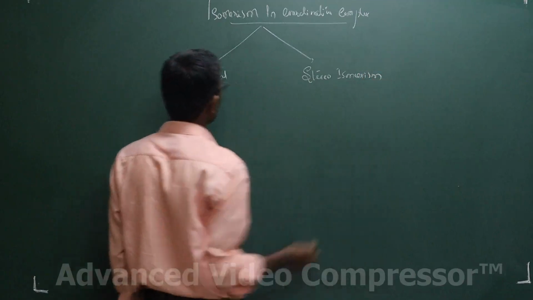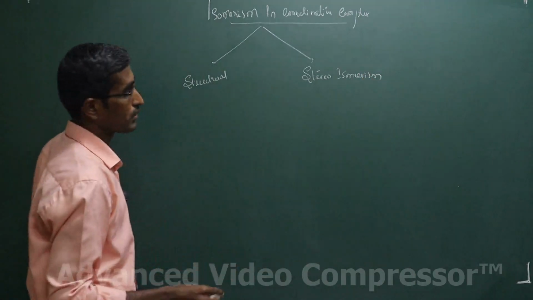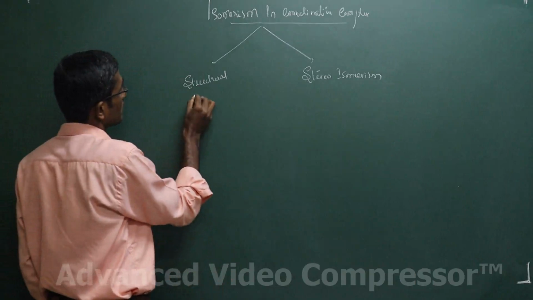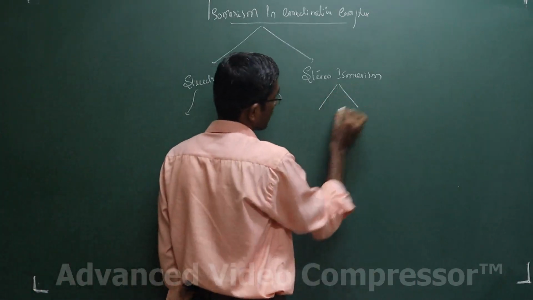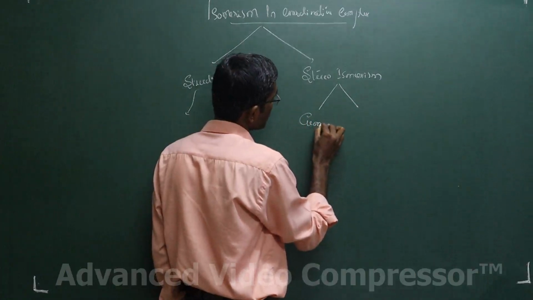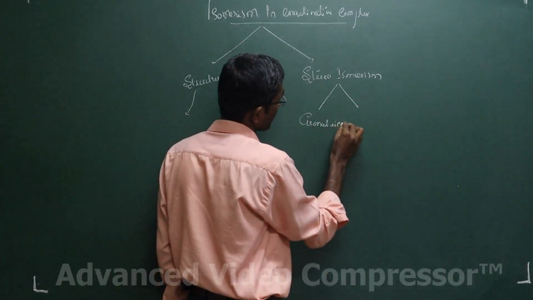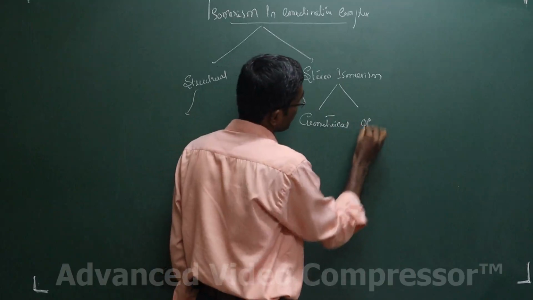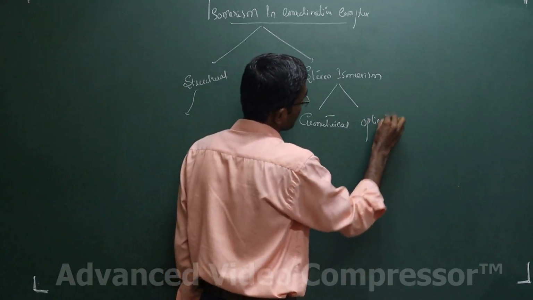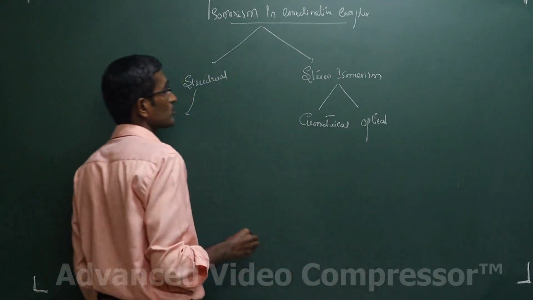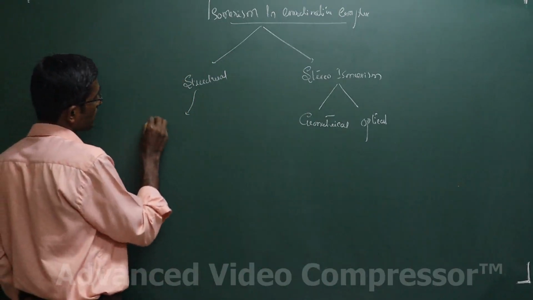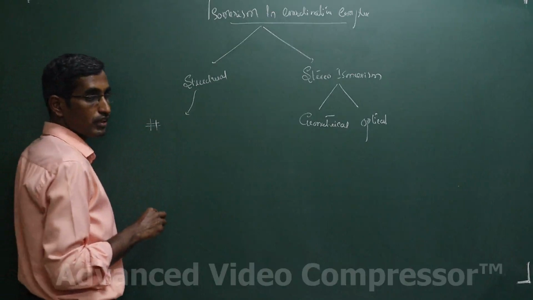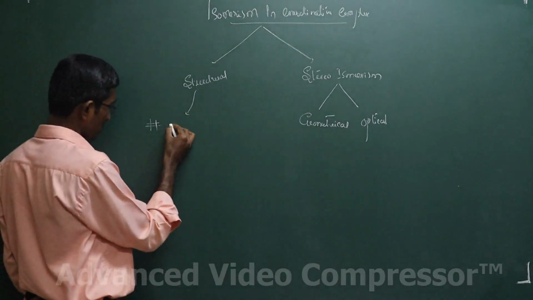In the case of stereoisomerism, we have two classes. One is geometrical isomerism, and another one is optical isomerism. So two kinds of isomerism, one is geometrical and the other is optical. Structural isomerism can be subdivided into different classes.